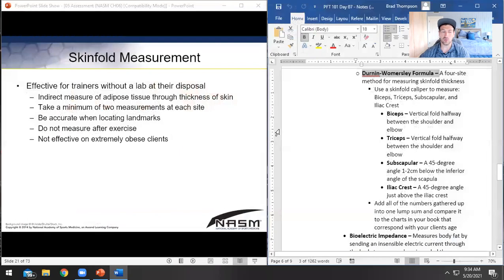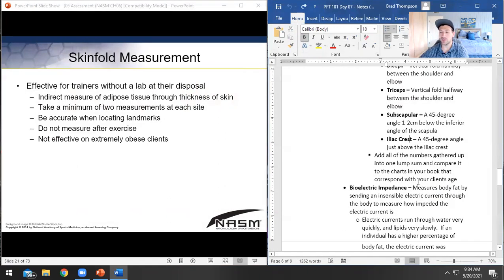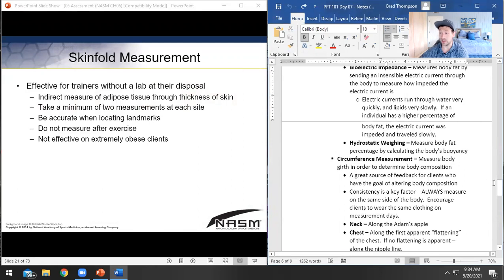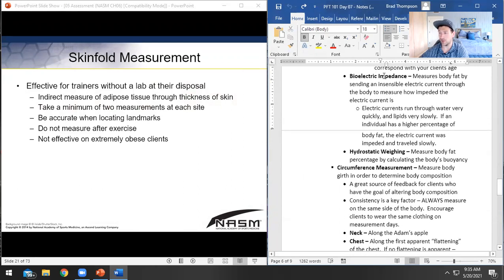So that's the Durnin-Womersley formula. It is pretty accurate. And here's all 4 sites: biceps, triceps, subscapular, and iliac. Add all the numbers up and then compare it to your client's age on that big chart. That chart is in your books as well, by the way. You don't always have to Google it.